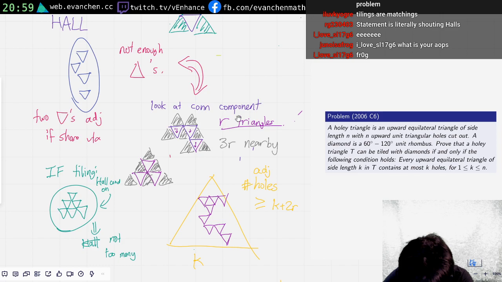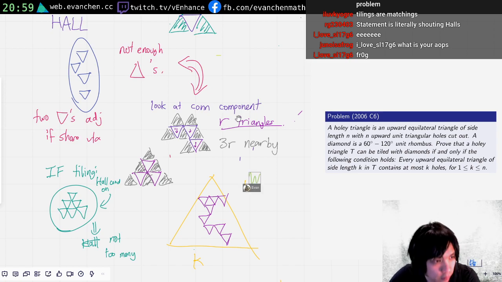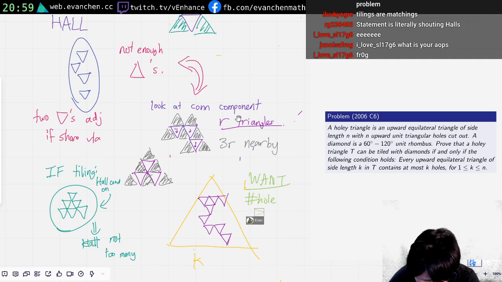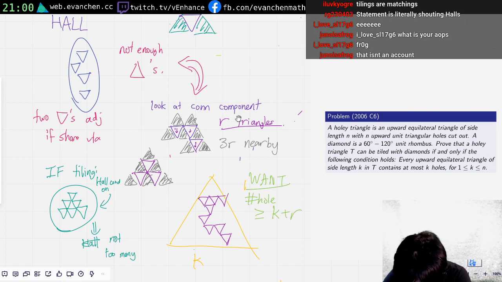So for Hall to work, I want the number of holes to be at least k plus r, the number of holes that touch at least one thing here. My claim is that I can prove this by induction, because you can just imagine destroying one purple cell at a time. Actually, this might even be tight. Here's an example where I had 3, this is k equals 4, and indeed there are 7 black things. If I take out this purple one, the bounding box decreases by 1, and I think this just follows by induction.